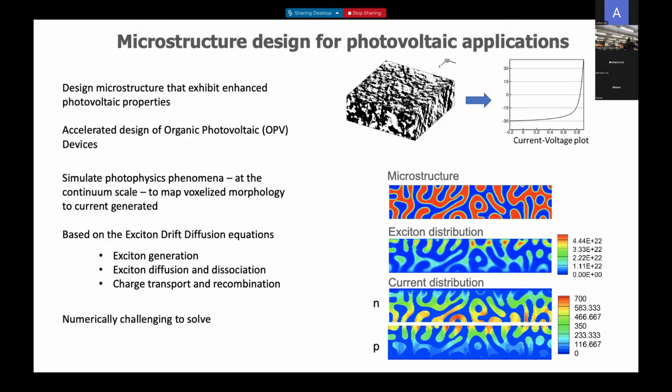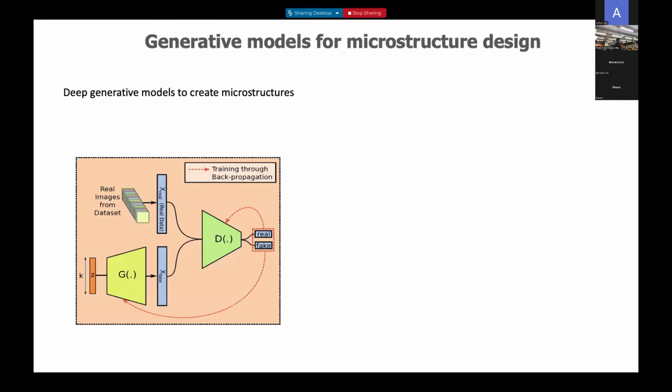So this is numerically challenging to solve, and this makes it difficult to do optimization. The problem is, can I design the distribution of this pixelated morphology that maximizes my performance? If it requires that for each of these candidate morphologies I perform this complete simulation, this will require tens of thousands of forward simulations, which is computationally infeasible to do sequentially. And so the idea is, can we use generative models for microstructure design?